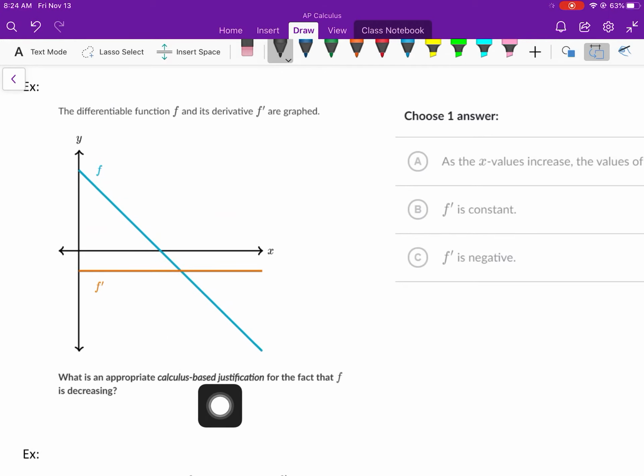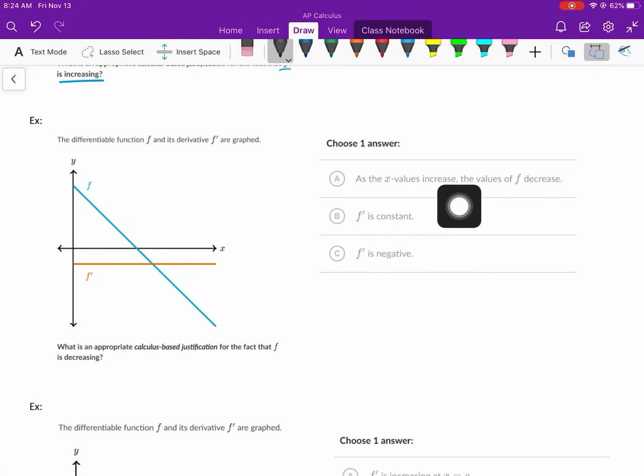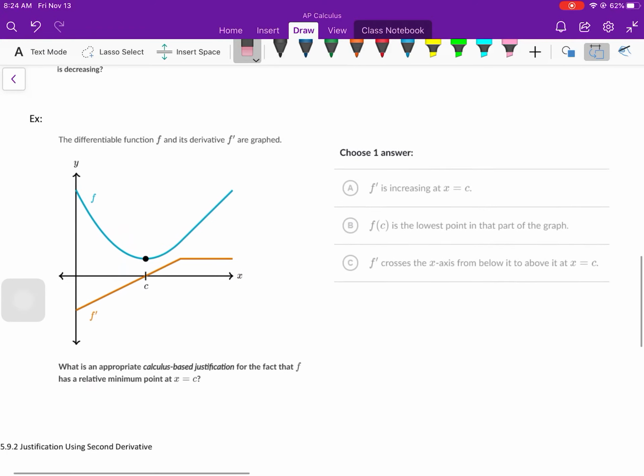What's an appropriate calculus-based justification for the fact that f is decreasing? So f is going down. Yeah, we can see that. And we can say that as the x values increase, the values of f decrease, but that's not a calculus-based justification. We're going to use f prime. f prime is negative because it's below the x-axis, so that would be our justification for why it is decreasing.